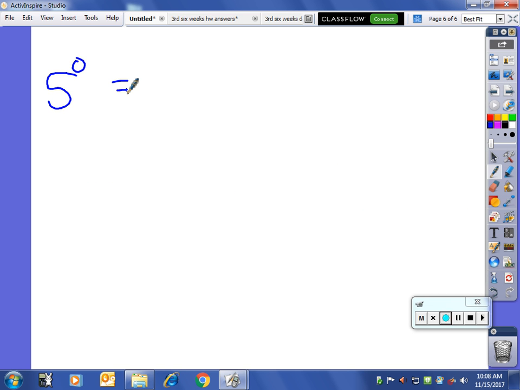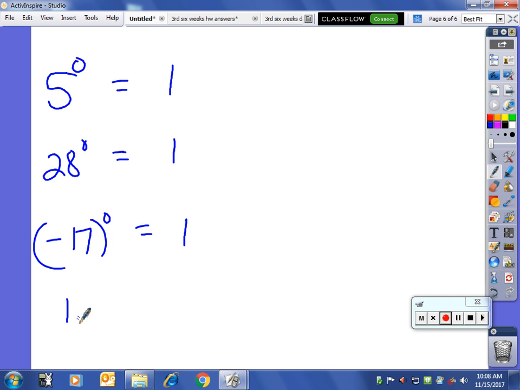So what's 5 to the 0 power? 1. What's 28 to the 0 power? 1. What's negative 17 to the 0 power? What's 1 million to the 0 power? What's x to the 0 power? 1. Okay, so that's part of the lesson I wanted to include in yesterday's notes, but I didn't. So anything to the 0 power is 1. That's just something you got to memorize, something you got to know.